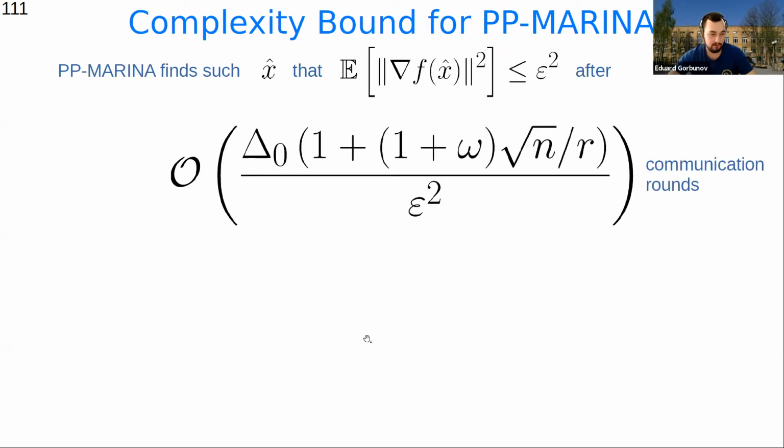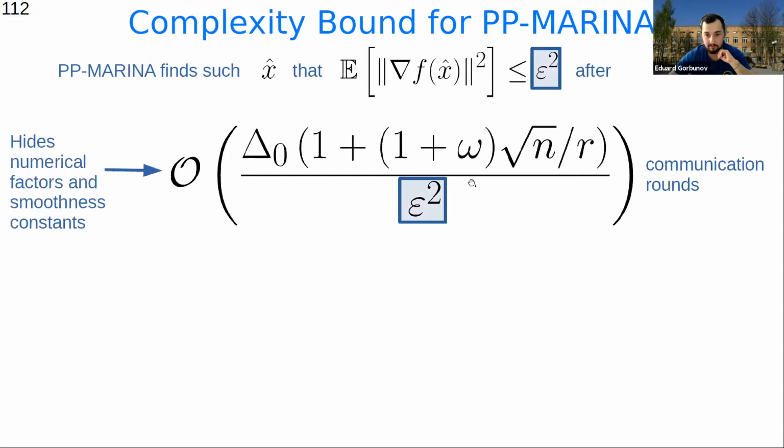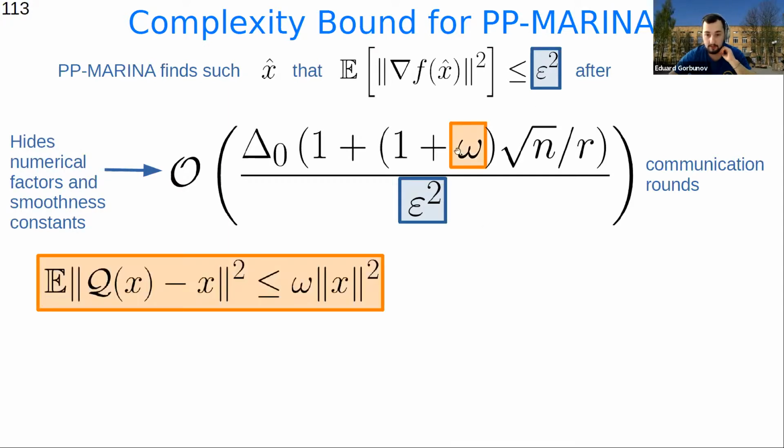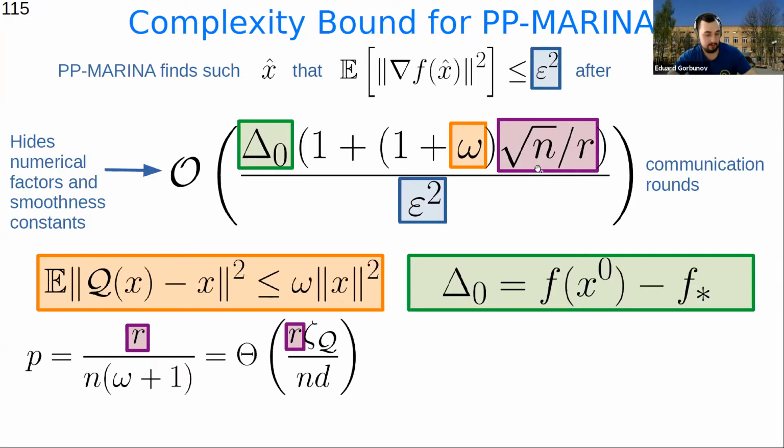We proved the following. There is a question in the chat about the choice of p. Yeah, p is different. I will show you now on the slide with the complexity bound. Here, in the paper, we proved the following complexity. To find an epsilon-stationary point, MARINA with partial participation requires this number of communication rounds. As before, the dependence on epsilon is epsilon to the power minus 2. The dependence on omega is linear, and the difference is in the dependence on n and r. So here we choose p to be r over n times omega plus 1.